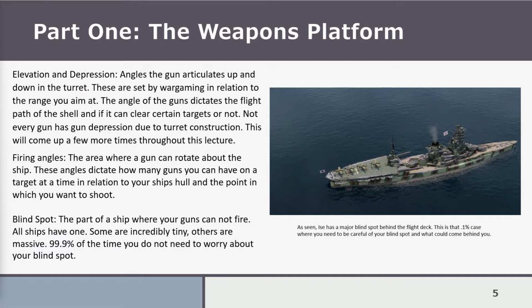Elevation and depression. Angles of the guns articulate up and down in the turret. These are set by Wargaming in relation to the range you aim at, and they're hard-coded in. The angle of the gun dictates the flight path of the shell and if it can clear certain targets or not. Not every gun can depress its turrets, which means it can lower it below the resting plane. That's due to how some turrets are constructed.